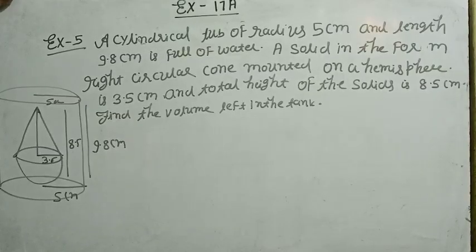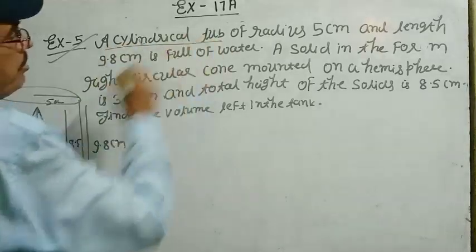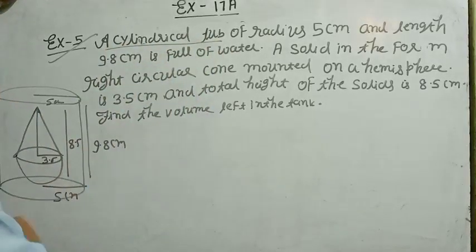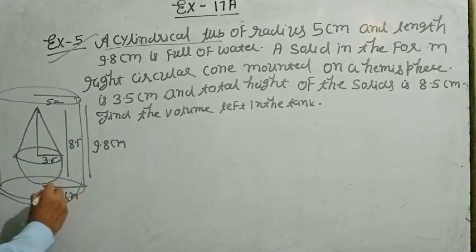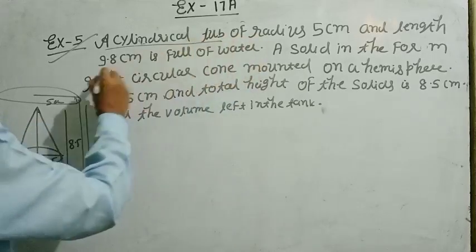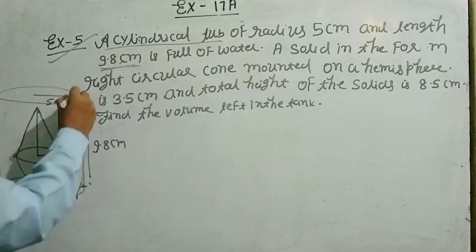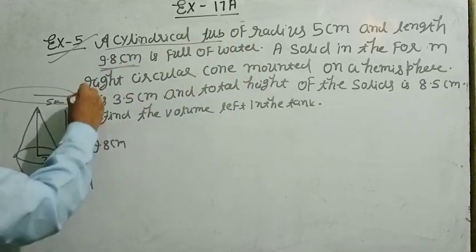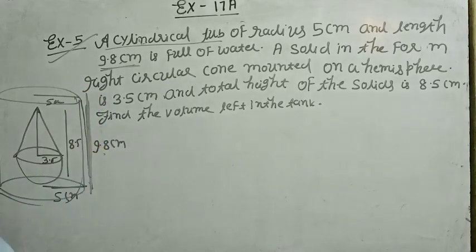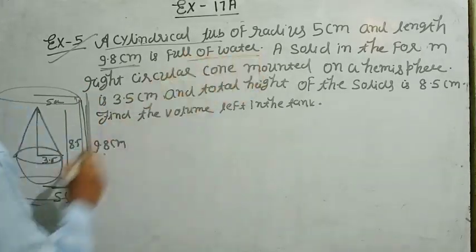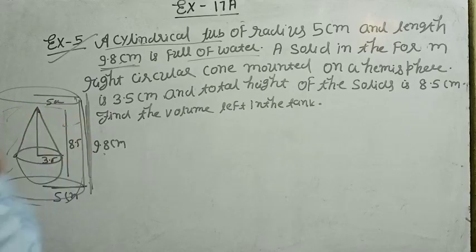Now see example 5, very important for board examinations, for 4 marks. This is a cylindrical tub with radius 5 cm and length 9.8 cm. Length means height, so the height of this cylindrical tub is 9.8 cm. It is full of water.